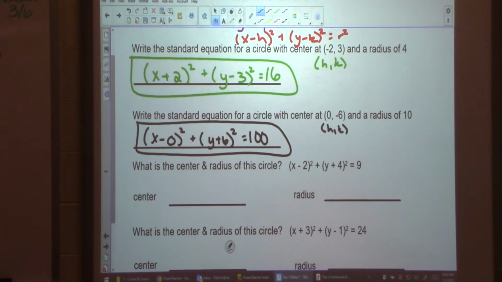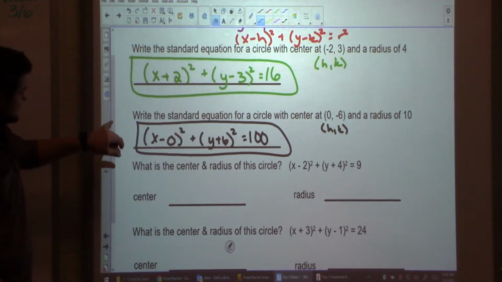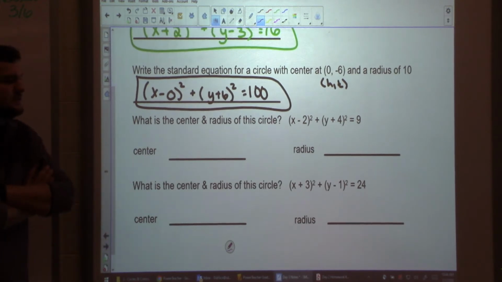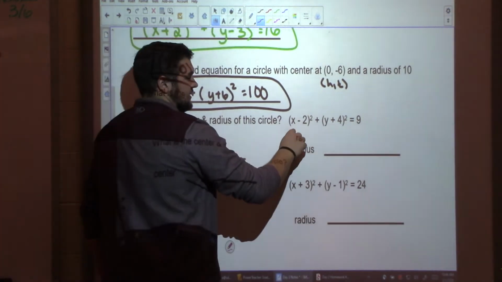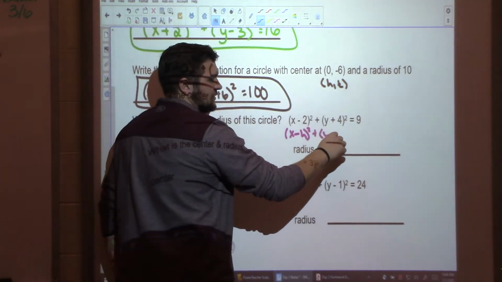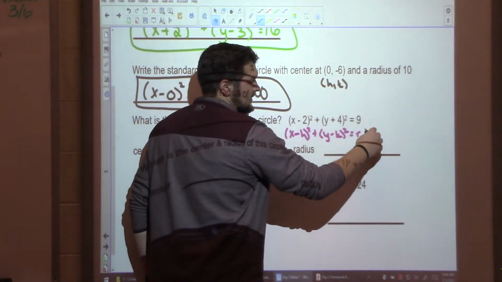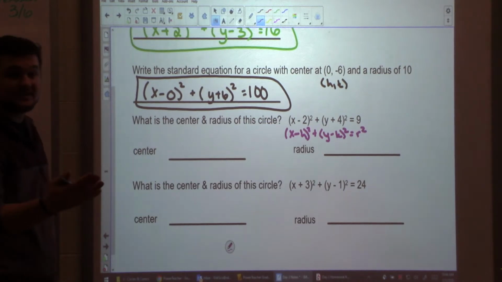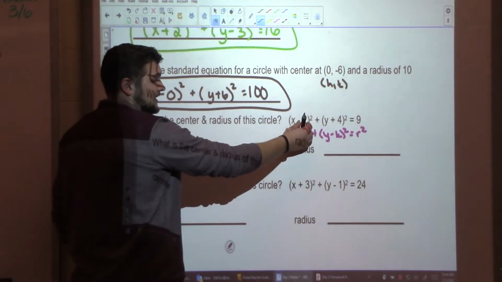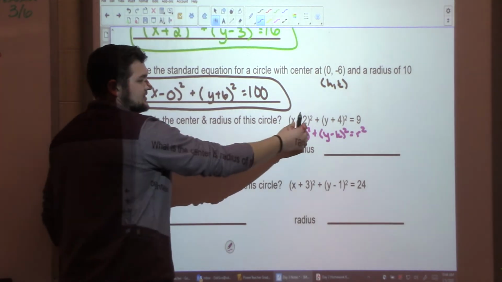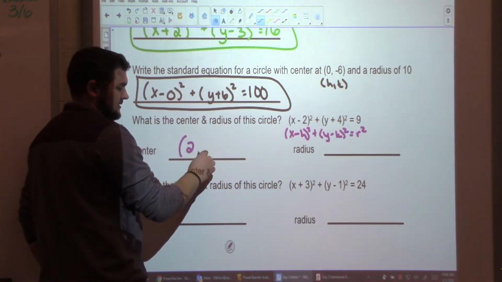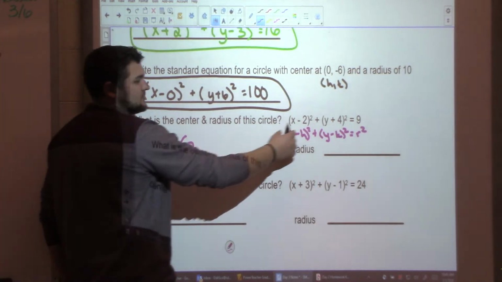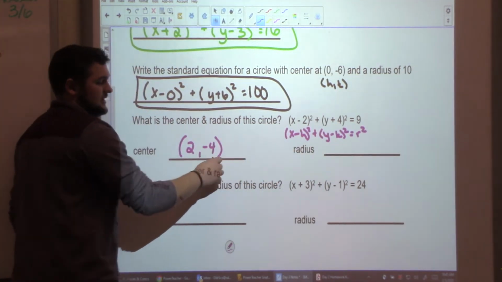Alright, let's try going the other way now. They're going to give us the equation, and we've got to get the center and the radius out of it, because when we go to graph, we're going to do this anyway. So we get x minus 2 squared plus y plus 4 squared equals 9. Now remember, it was x minus h squared plus y minus k squared equals the radius squared. When I'm taking h, k out of there, just like we did with our vertex last unit, we're taking the opposite of what's in here for our center. So if it says x minus 2, I'm taking a positive 2. If this says y plus 4, I'm taking a negative 4.